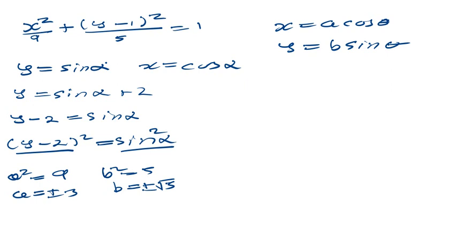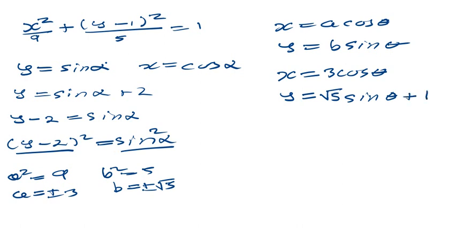Since your a and your b are in terms of the radius, and radius is nothing but the distance, this is going to be: your x is equal to your a, which is positive 3, cos theta. Then your y will be equal to your b, which is the square root of 5, sine theta. But here is a catch. There's something else that you're going to add here, that is a 1.